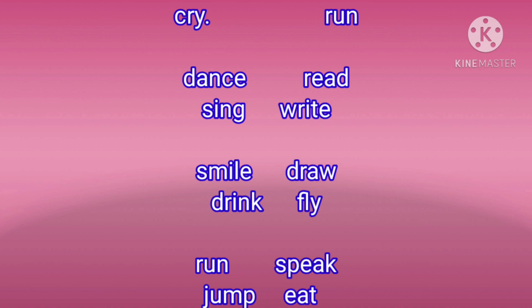Let us read some action words. Cry, run, dance, read, sing, write, smile, draw, drink, fly, run, speak, jump, eat. All these are action words or doing words. So dear children, you can find out some action words from our lesson 3. So please find out some action words from the lesson.